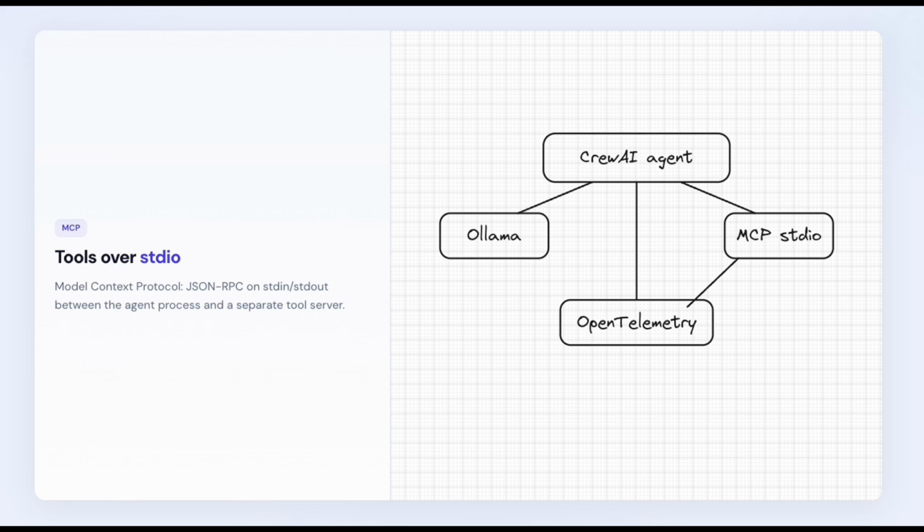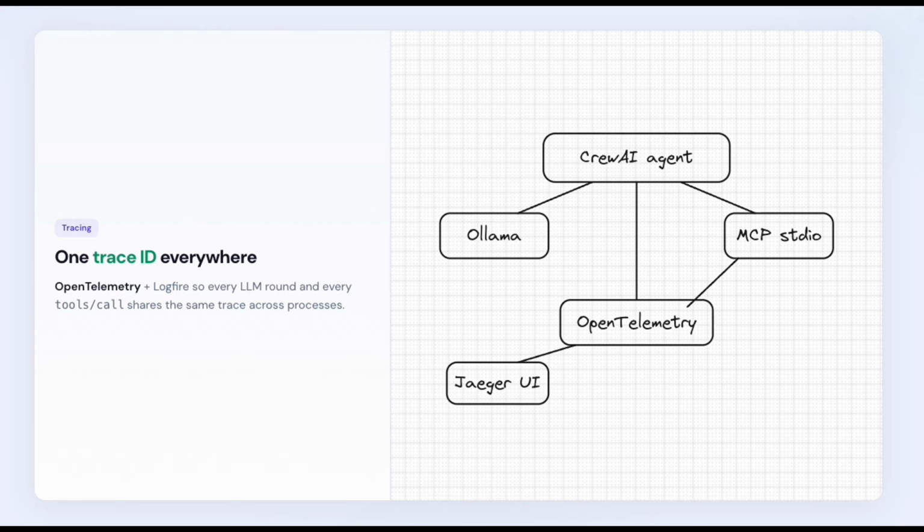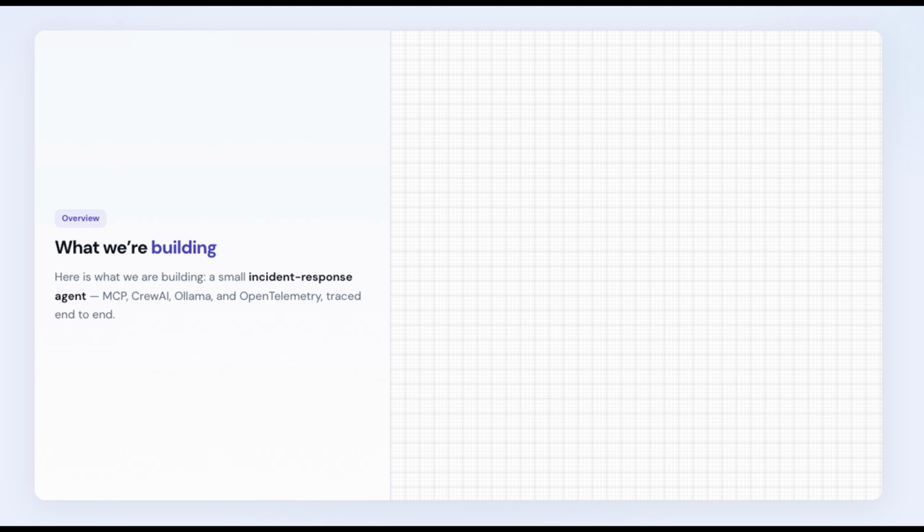At the end, we run the incident demo and open Jaeger. You will watch the waterfall go from the agent thought through the MCP get order, check inventory, to the exact span that turns red. If you have ever wanted to see inside an agent instead of guessing, stay for the Jaeger UI.